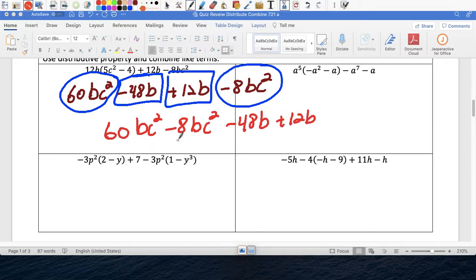And then 60 minus 8 is 52bc squared, right? We keep that part the same. We don't do anything to our variables. And negative 48 plus 12 is negative 36b.